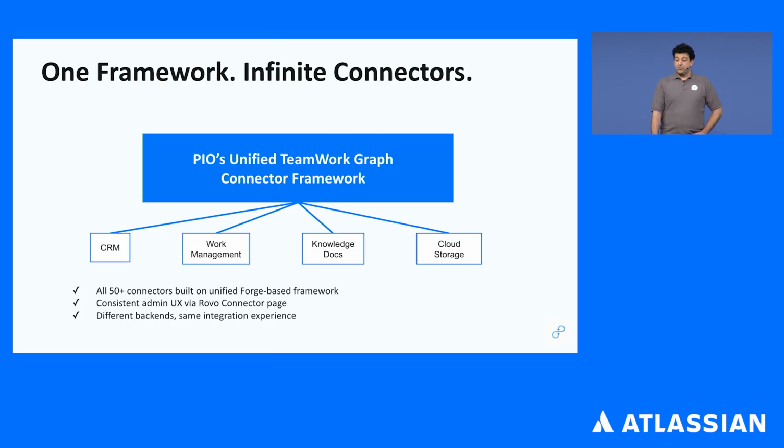For our connectors, we are using a unified Forge framework that we've implemented. We already have 6 connectors in production at the moment, and we're wrapping up the 8th one now, and it will be in production soon. Our source systems so far vary from CRM systems to work management, knowledge docs, and cloud storage, such as AWS S3. For us, the Rovo connector pages in the admin site give us a very consistent user experience, and our new unified Teamwork Graph connector helps us get data from various sources and various domains, but provides a consistent experience for our users.